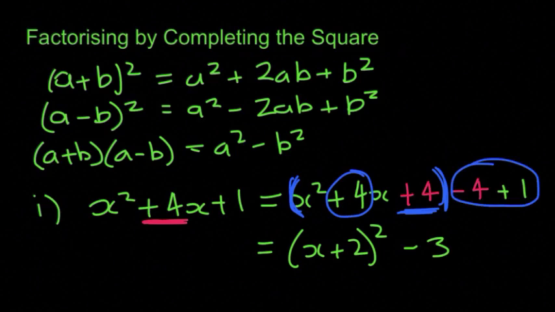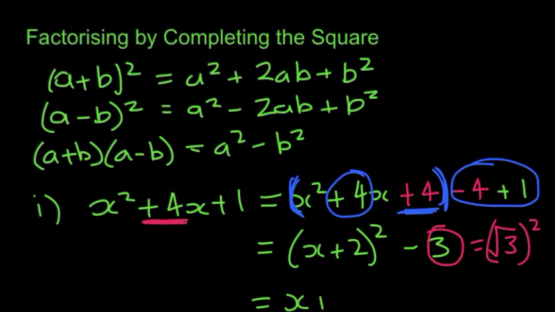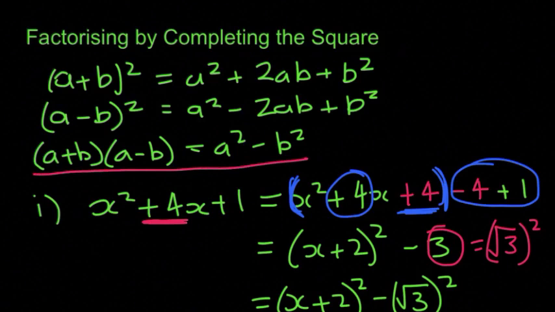If we're a little bit creative and remember that this 3 here, we can think of it as being the square root of 3 all squared. So really what we have is (x + 2) all squared minus (root 3) all squared. And looking at that, we actually have a difference of two squares. Remember the thing up the top here? That's what's important: we've got a difference of two squares, and we can factorise that.